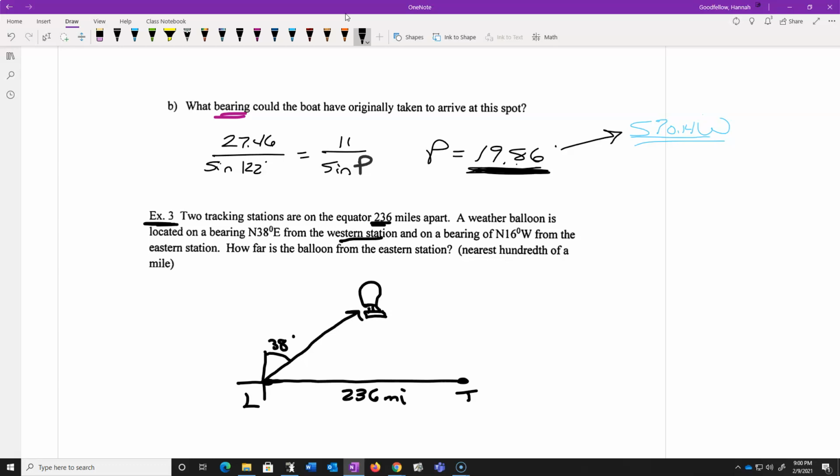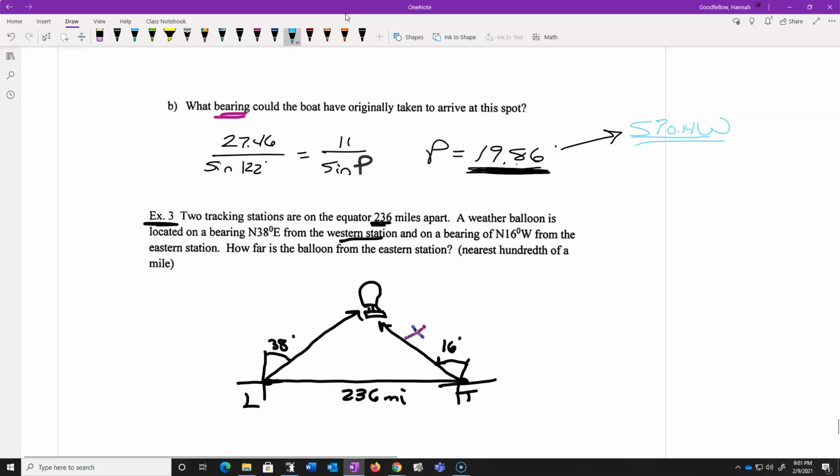Okay? Now, the other sees it from a bearing of to the west. It sees the balloon like this. And that angle is a 16-degree angle to the west. So see how the bearings are taken at the actual stations themselves. The question is, how far is the balloon away from the eastern station? So how far is this distance in this spot?